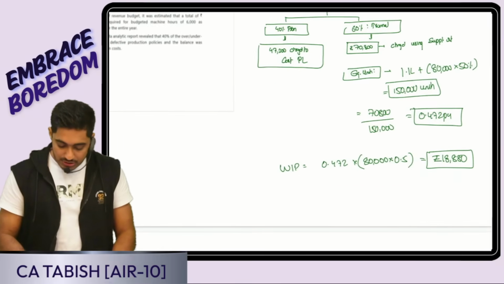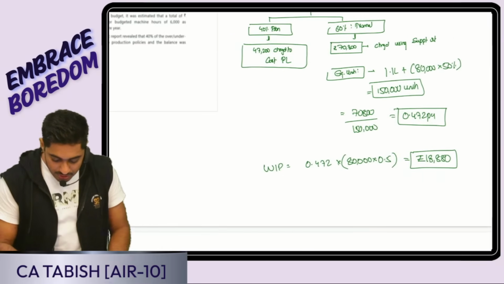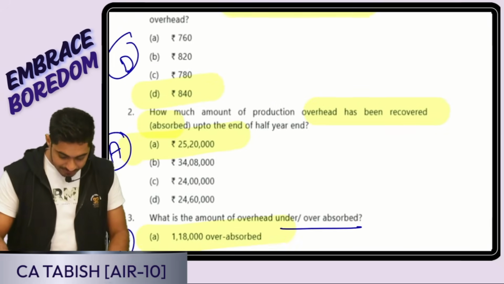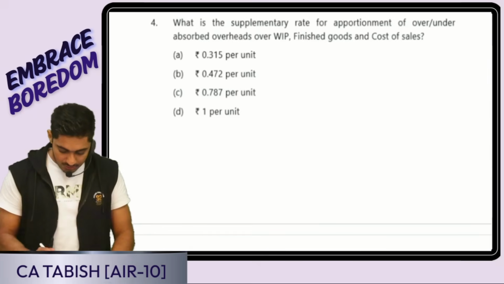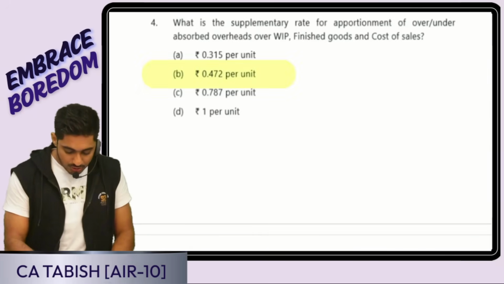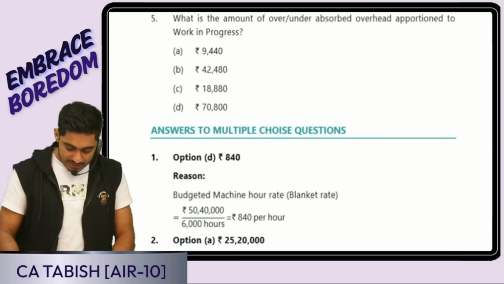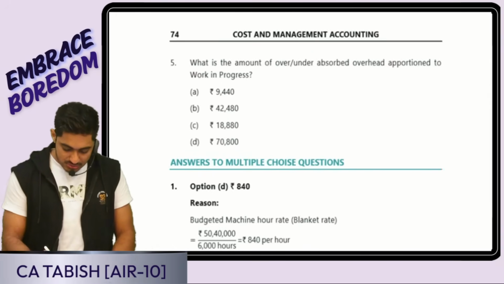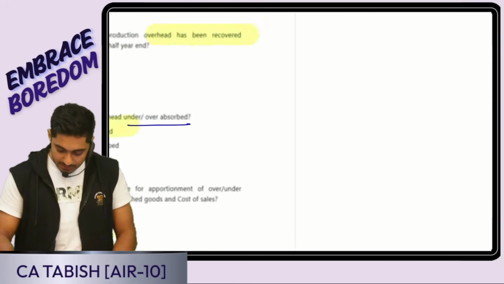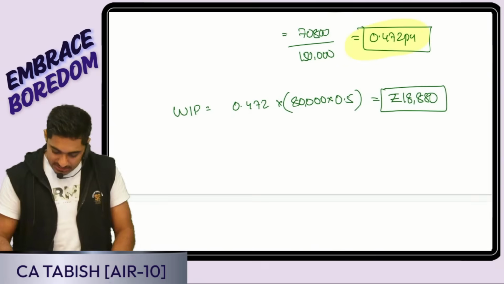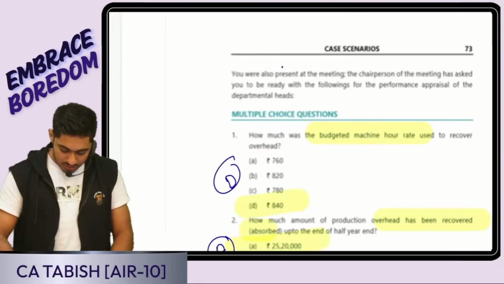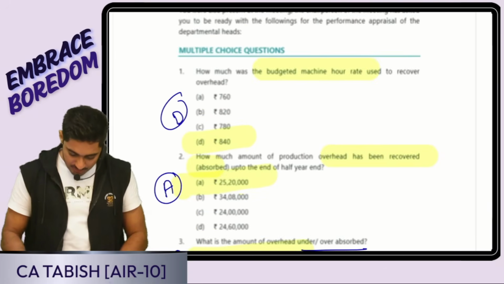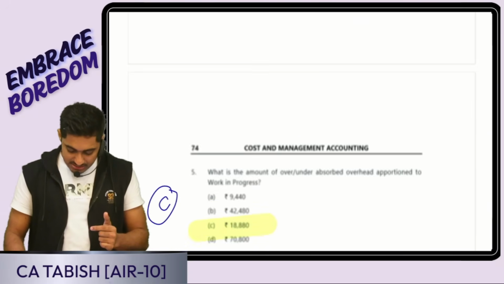Yes or no, everyone? So my supplementary rate is going to be how much? The 0.472 per unit. I guess it is clear, right? Okay, 0.472 per unit, option B. And the last one is how much amount is charged to work in process, 18,880. If I am not wrong, let me again verify it. I've done the calculation, 18,880. Yes or no, everyone? Perfect. Option C. So what is going to be my answer? D, A, A, B, C.